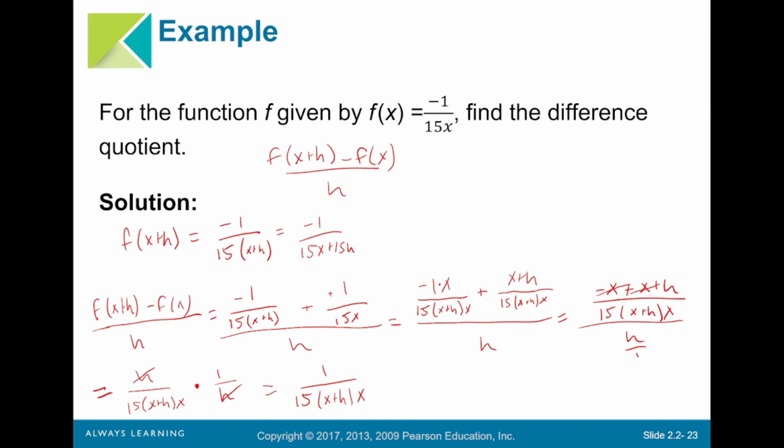Whew, so that was a lot of work just to get to this step. You might want to order it this way on your homework. Put the x and then the x plus h, just in case Pearson's a little bit touchy. I would keep this as your simplest form. But that's it. That's the difference quotient for this fractional function.